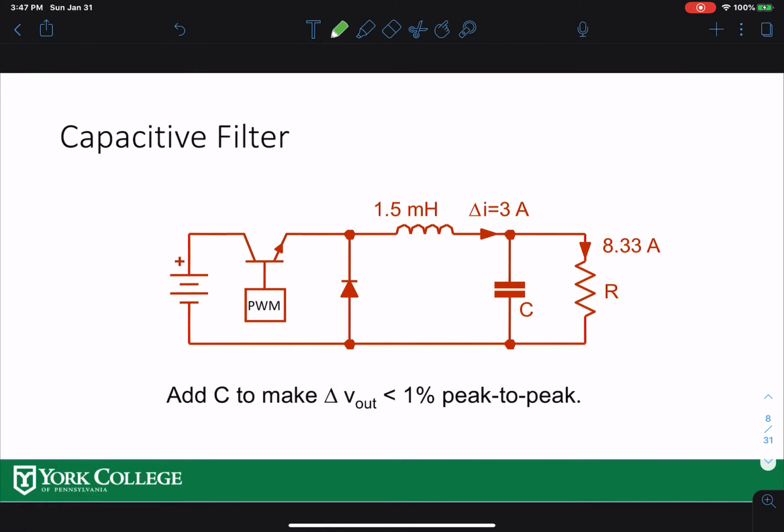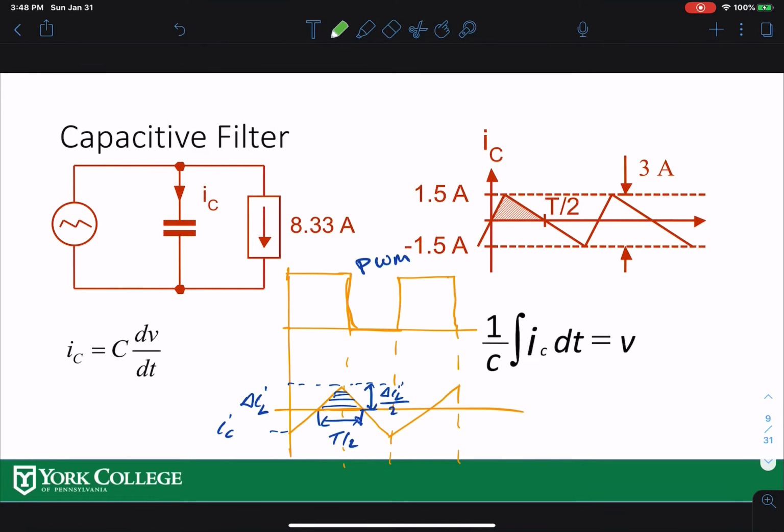So now let's do a capacitive filter design. How to design a capacitor for this converter, which is a buck converter. So now, if you have PWM switching on and off, this is the on here, this is off here, and so on. As you saw in the last slide, your capacitor current is basically the ripple of the inductor current. So the ripple is right here.